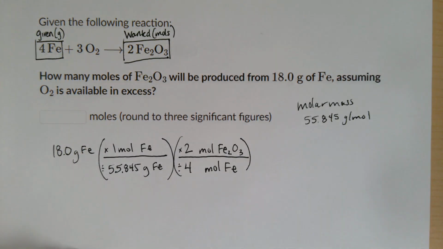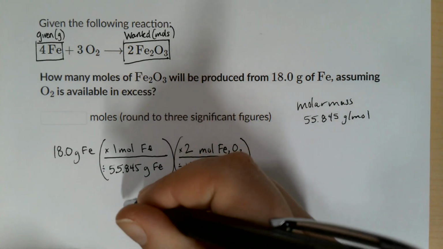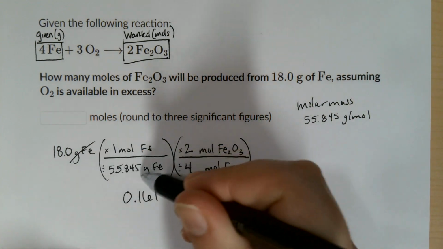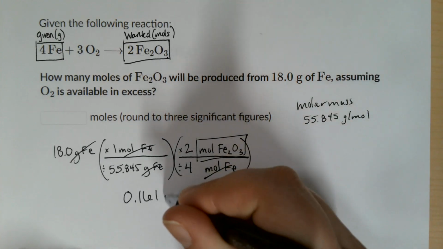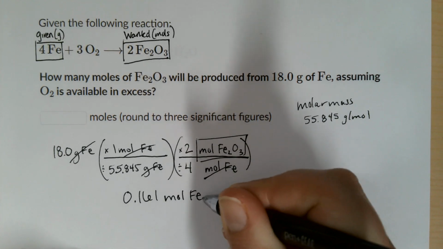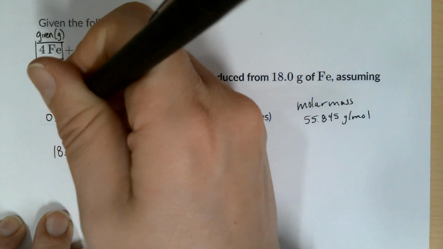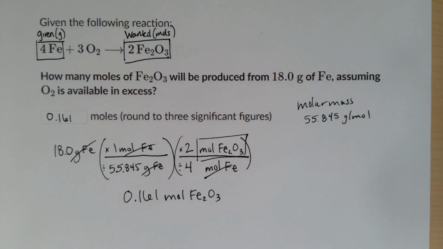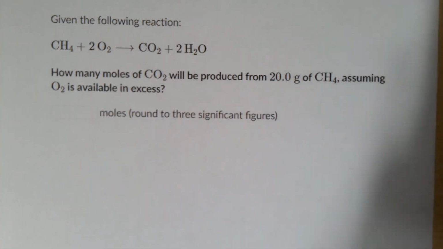.161, and we're going to round that once again to 3 significant figures. So .161. What are the units? Grams of iron cancel, moles of iron cancel, so we get moles of iron oxide. There's our answer. Let's do one more. Once again, pause the video as you go so you can try it yourself and then see my correct answers.